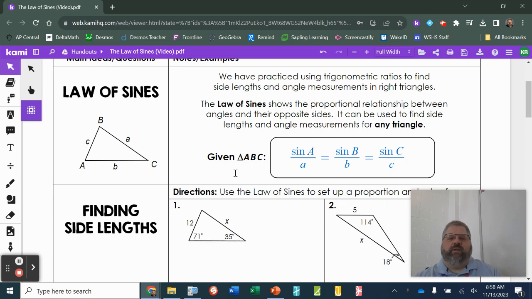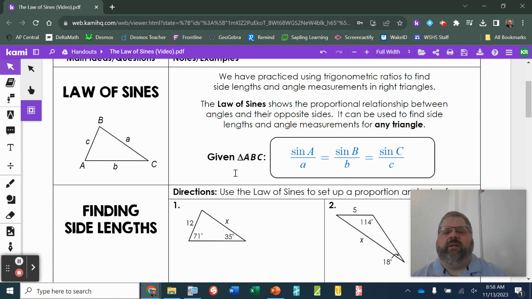All right, this video is to demonstrate how to use the law of sines to find a missing side and a missing angle in a non-right triangle. So far, we've used right triangle trigonometry to find missing sides and missing angles in right triangles. So here we're going to take a specific look at non-right triangles.